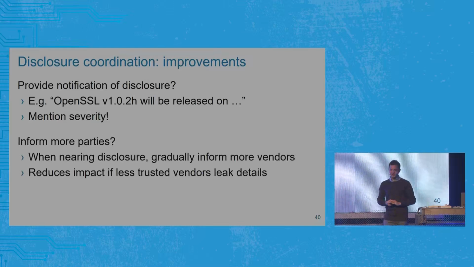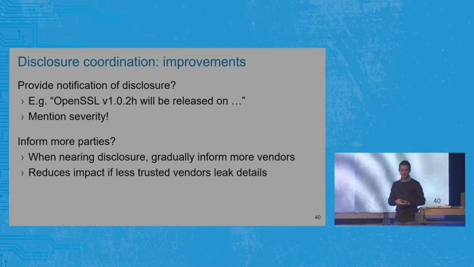Another thing that could have been improved in our disclosure process is that it would have been better if we informed a few more parties. For example, afterwards I found out that certain European CERTs were not notified. But again, we also have the problem here that if you notify more people, then the chance of the details leaking increases. So we need some kind of strategy to inform more people, but somehow reduce the chance or the impact of leaks.